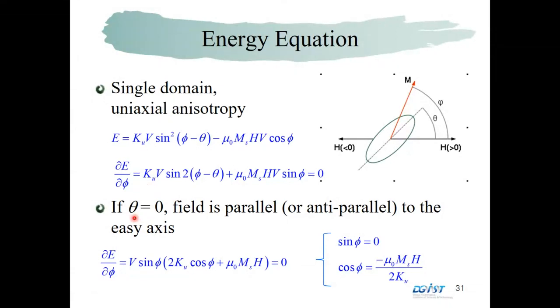For the easiest way, when theta is 0, the field direction is aligned to the easy axis. That's actually the most important case. Or sometimes we can apply theta equal to pi, which is the antiparallel case to the easy axis. Then we can simplify this equation. By the first derivative, we obtain this relation, and that means we have two solutions: sine phi is 0 or cosine phi satisfies this relation.